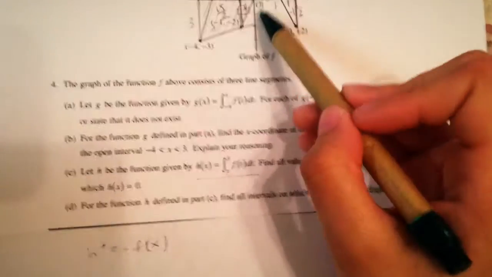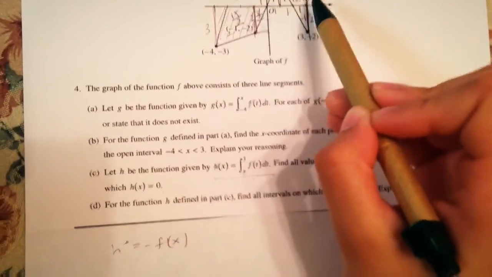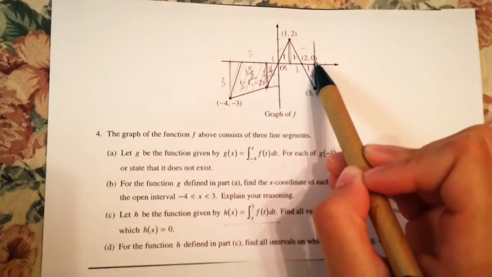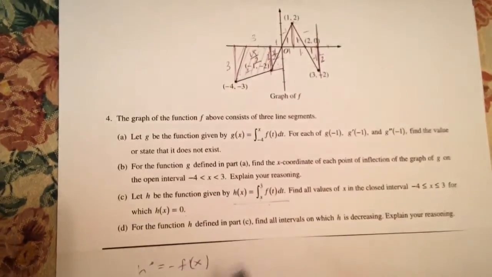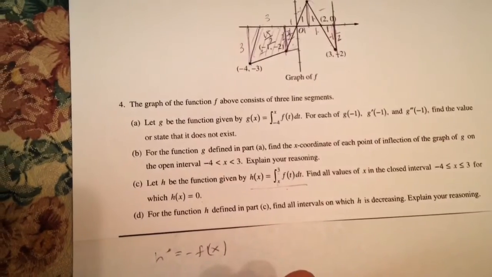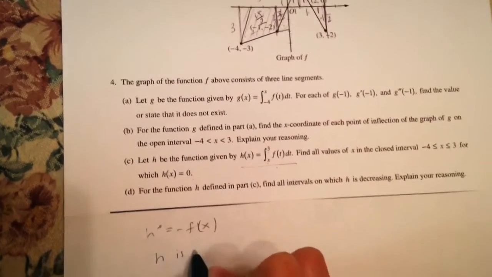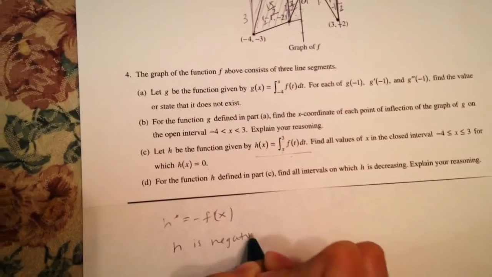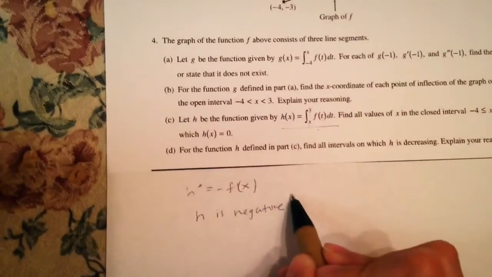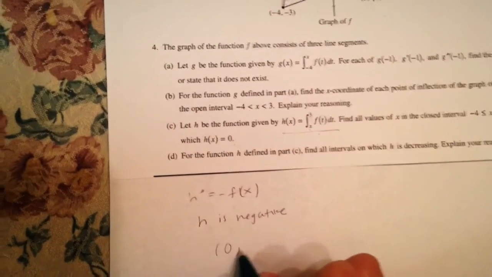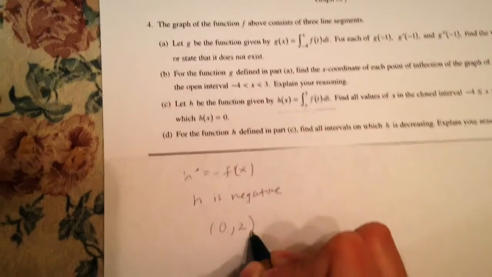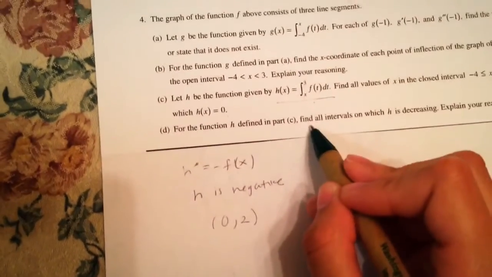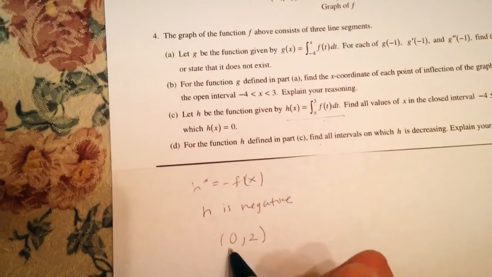And so then for the x values between 0 and 2, it's going to be decreasing because h prime is negative. So because it's negative, the function between 0 and 2 is decreasing. And that is the interval 0 to 2.